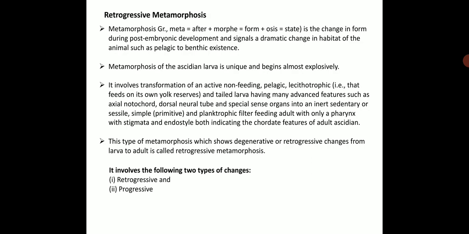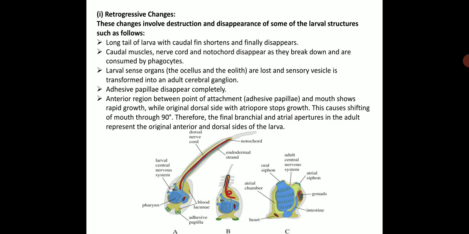So it involves the following two types of changes, that is retrogressive or progressive. So what are all the retrogressive changes? That means they involve destruction or disappearance of some of the larval structures. For example, the long tail of the larva with the caudal fin shortens and finally disappears. Caudal muscles, nerve cord, notochord disappear as they break down and are consumed by phagocytes. Larval sense organs are lost and the sensory vesicle is transformed into the cerebral ganglion.